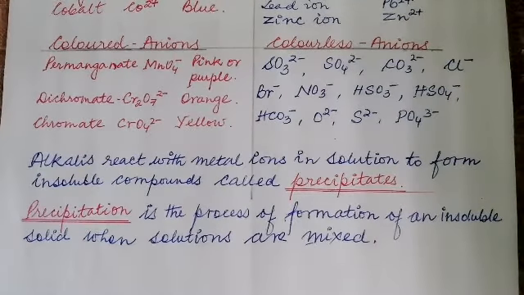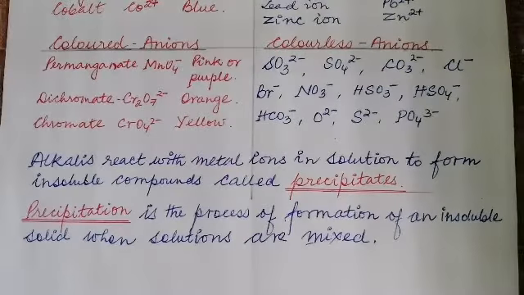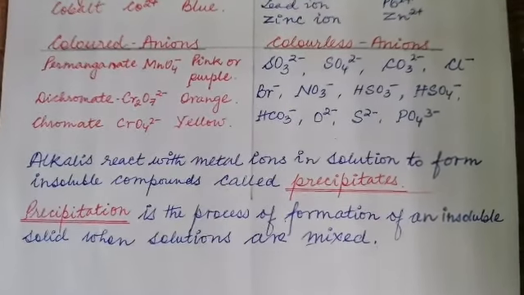So you have to remember only these three. Permanganate ions, which is pink or purple. Dichromate ions, orange in color. And chromate ions, which is yellow in color.